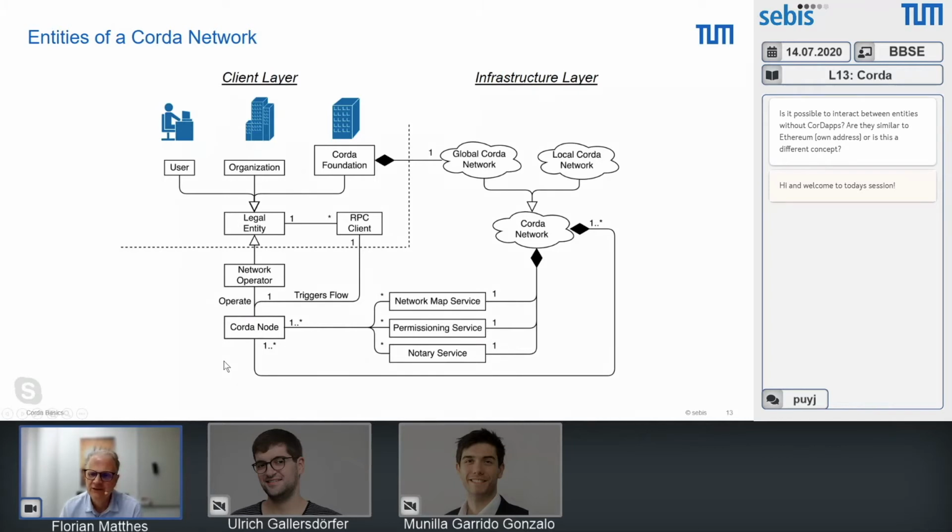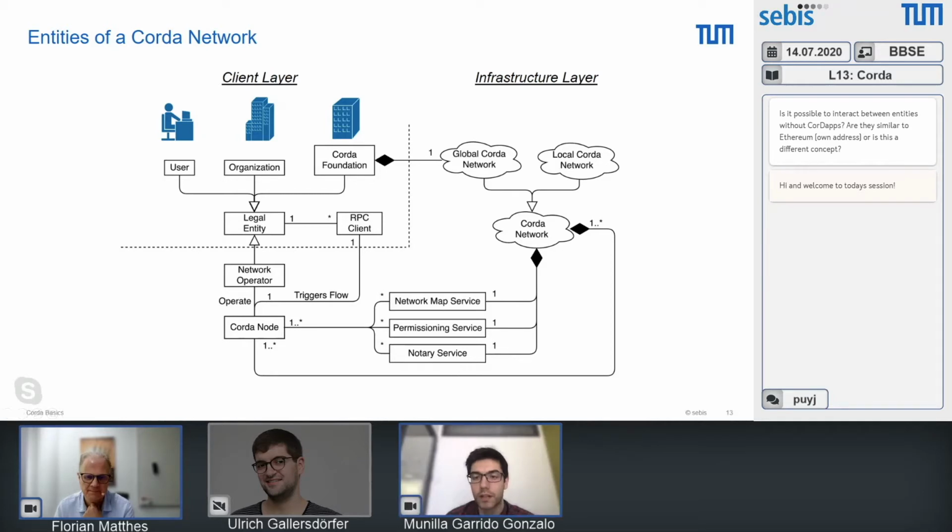Okay. I think this is more or less the big black box picture of the network, the context diagram, which shows the actors, here the nodes, the legal entities, and this basic concept of a network with these distinguished services. Are there any questions so far?